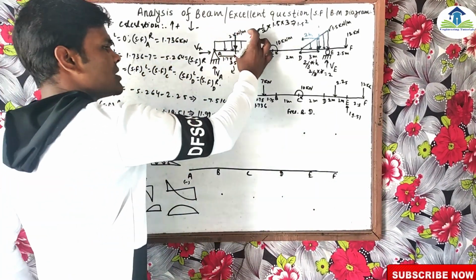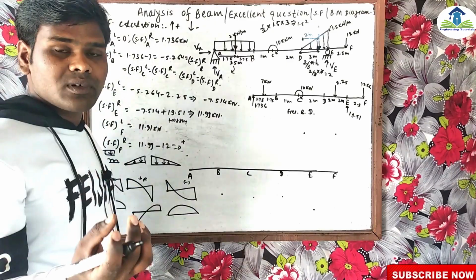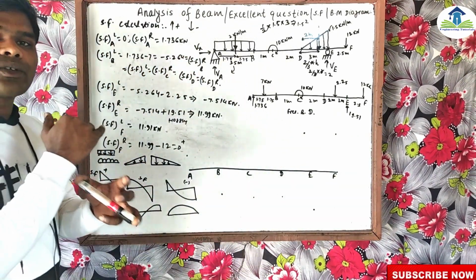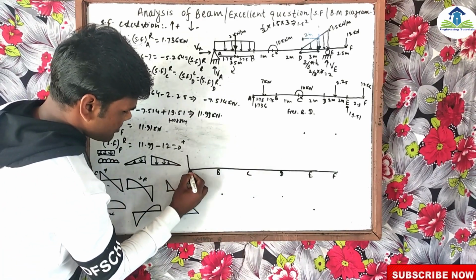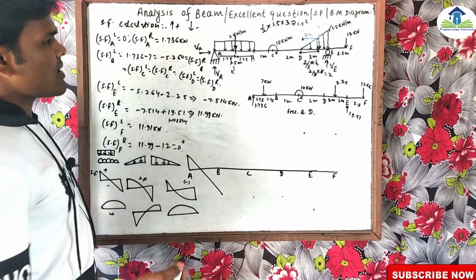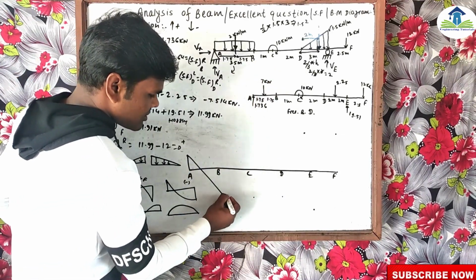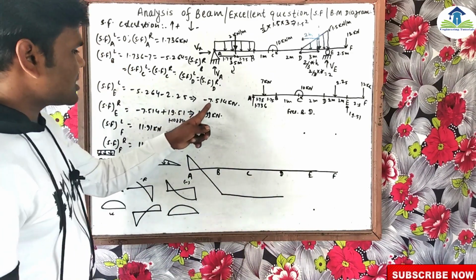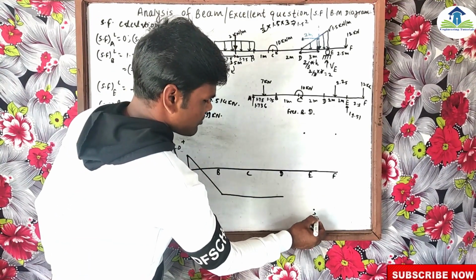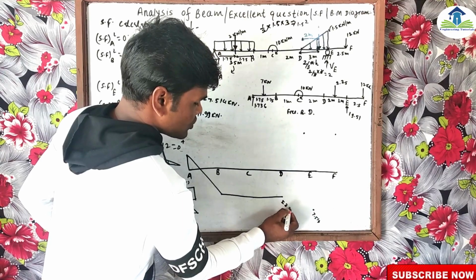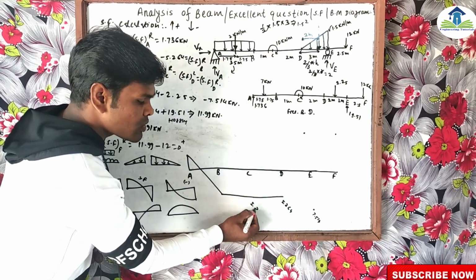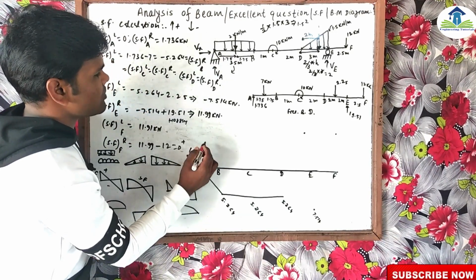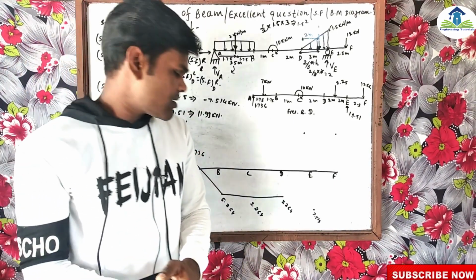So this is the UDL force. For UDL load, the shear force diagram is going to be a slope diagram like this, and there is no other force, so it is going to be like equal distribution. And at point E, this force is 7.51, this is 5.264, this is also 5.264, and this is 1.736. I hope you are understanding.